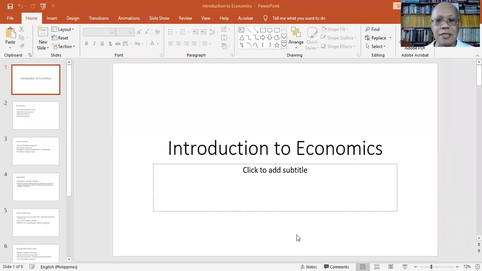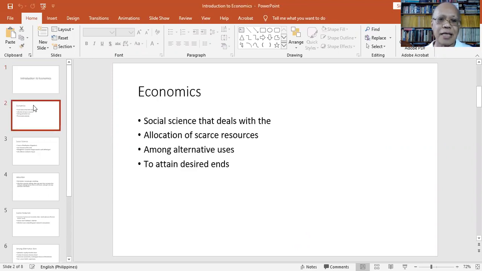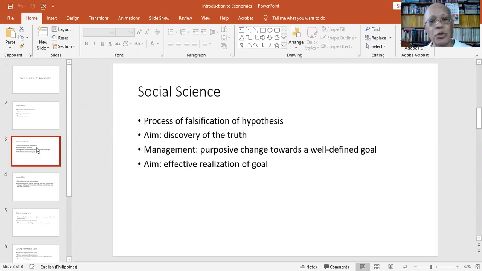So what is economics? Okay? Economics is defined as a social science that deals with the allocation of scarce resources among alternative uses to attain desired ends. If it is a social science, then it is a science. So what is a science?